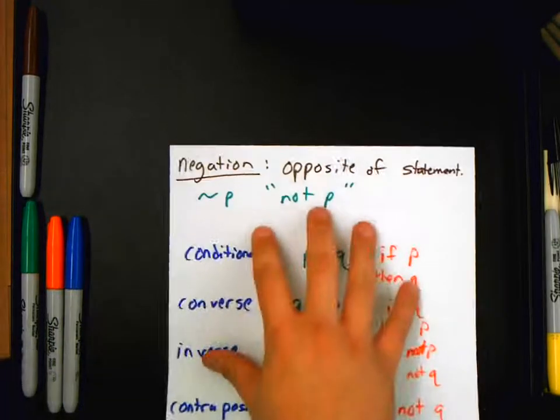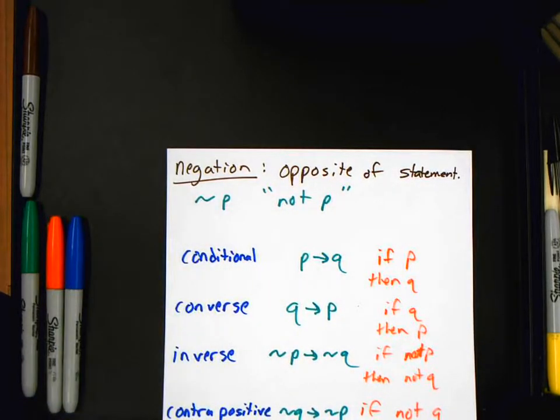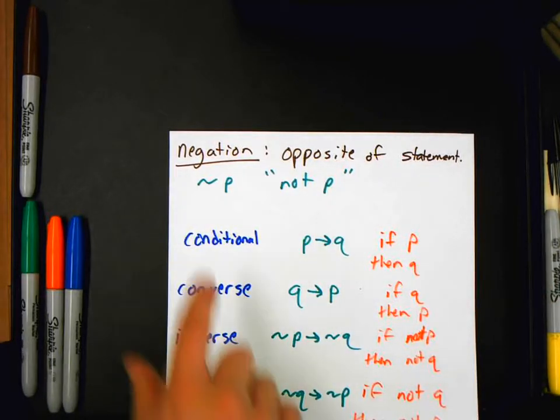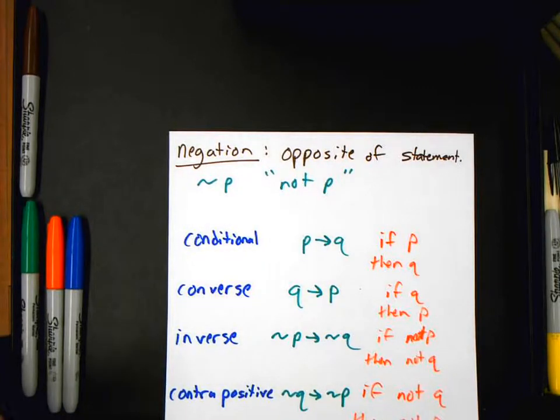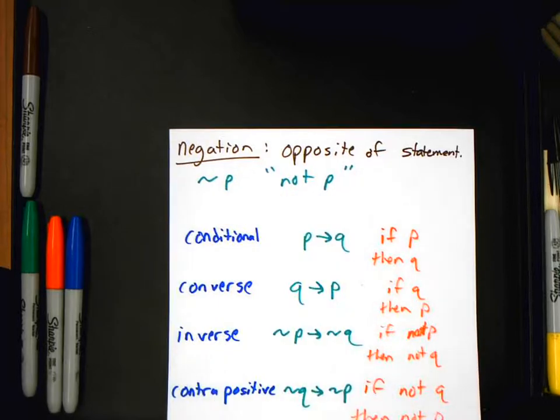Okay, next definition I want to go over is called a negation. A negation is the opposite of a statement. So instead of saying if, then, we could say if not, then something, something, something. Or it could be a symbol, a little squiggly in front of my P, and it is read as not P.